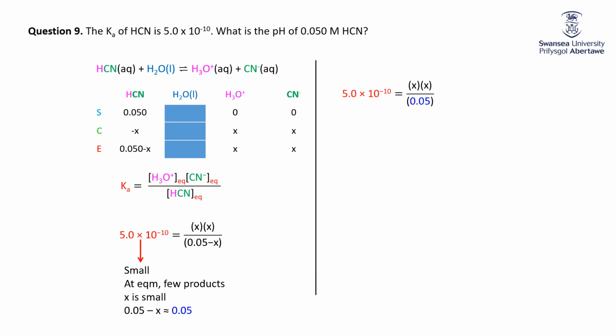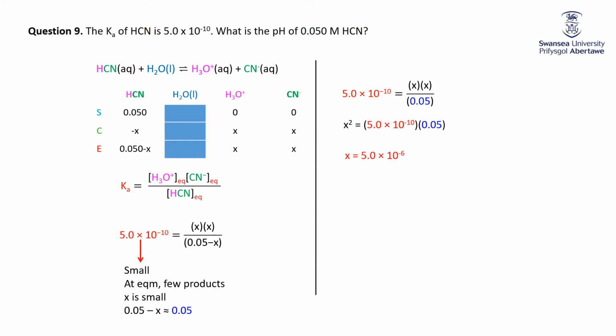So let's throw that in. The 5 times 10 to the minus 10 stays the same. X and X stay the same, because if we make those 0, then we've got the whole mess of the thing. But instead of 0.05 minus X, we just have 0.05. Multiply that out: X squared is 0.05 times the 5 times 10 to the minus 10.